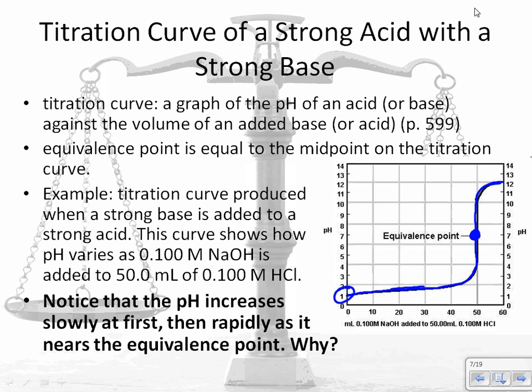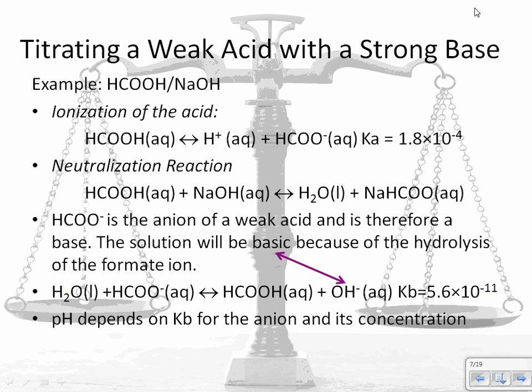Okay, so that's all I'm going to talk to you for now about the titration curve and about the equivalence point. We're going to come back to this later. But basically, it just shows you how the pH changes as you keep adding base to acid, or as you keep adding acid to base, whatever you might be doing.